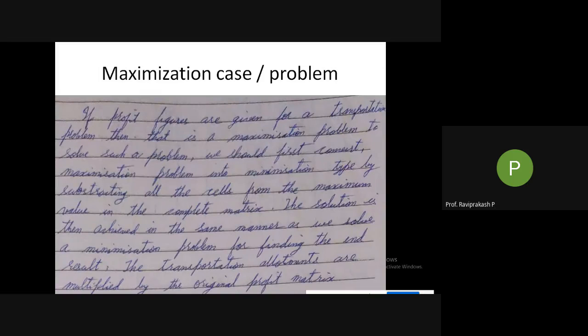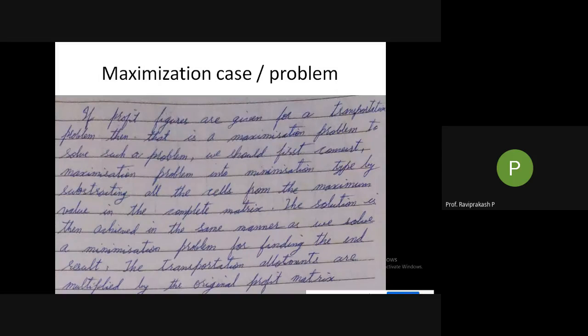Convert the maximization problem into a minimization type by subtracting all the cells from the maximum value in the complete matrix.